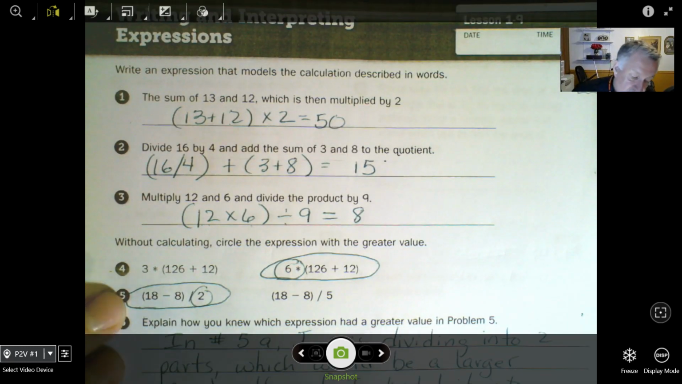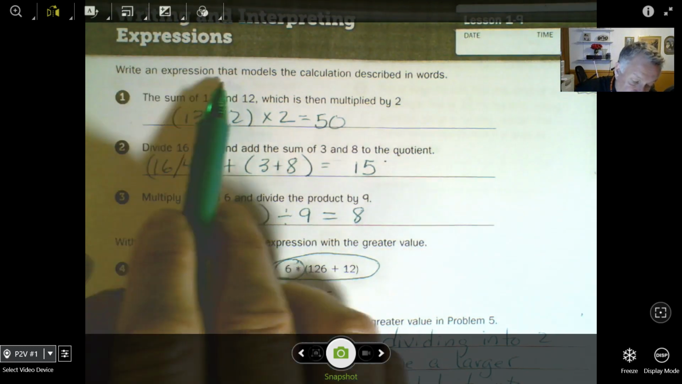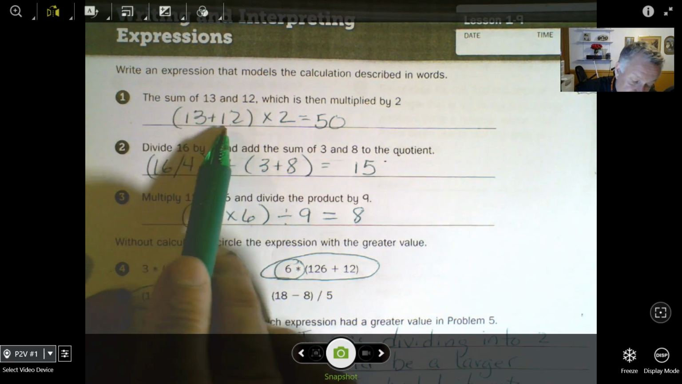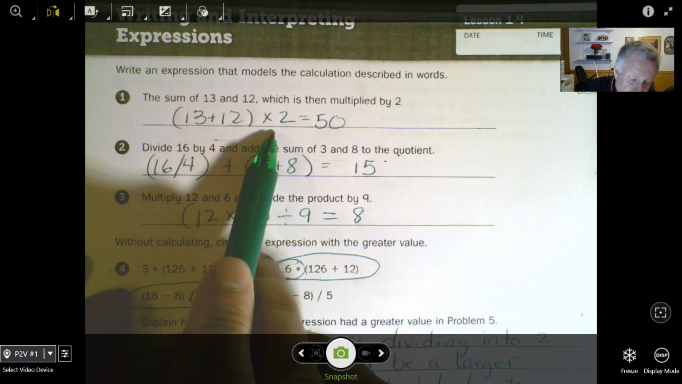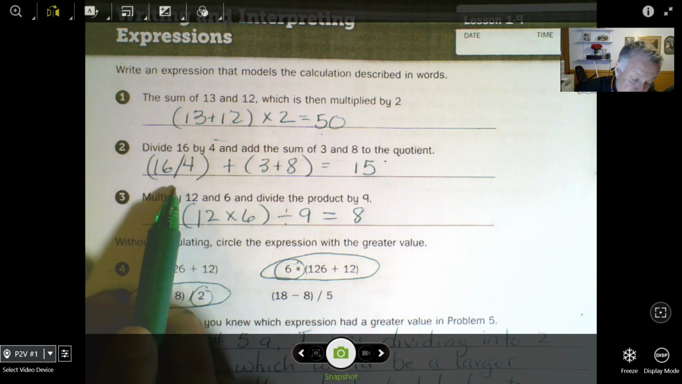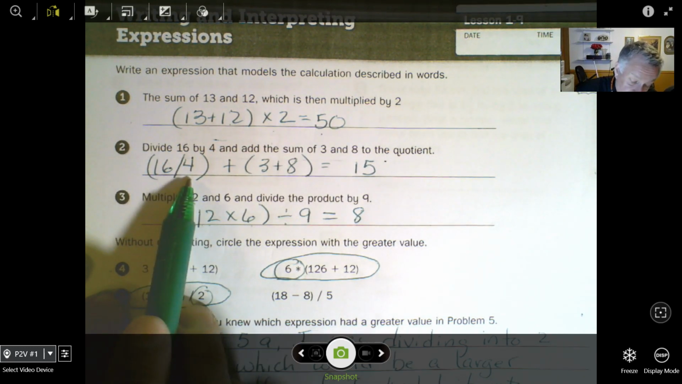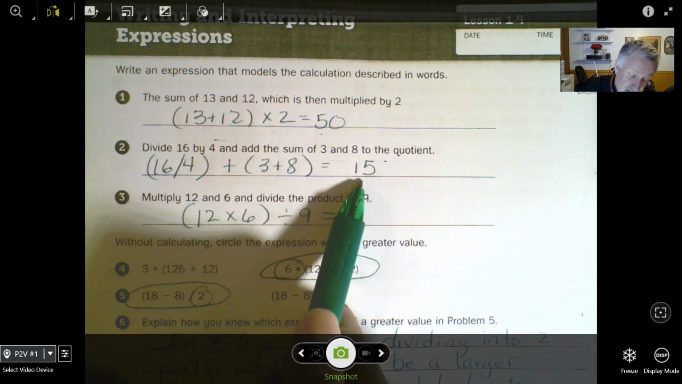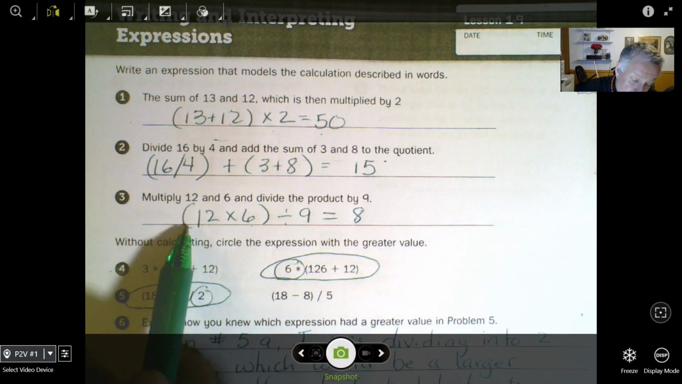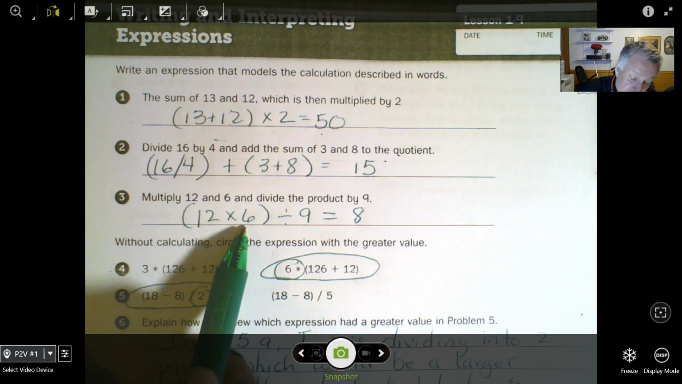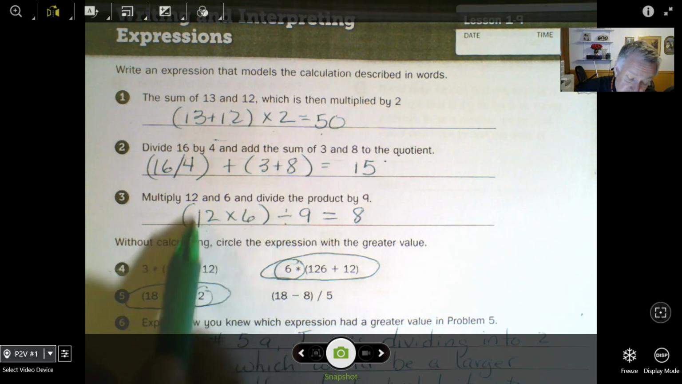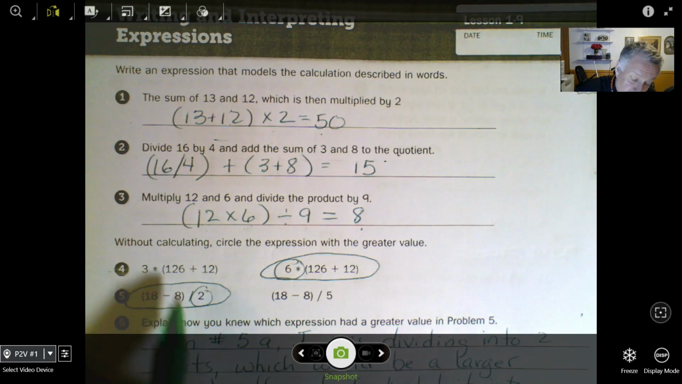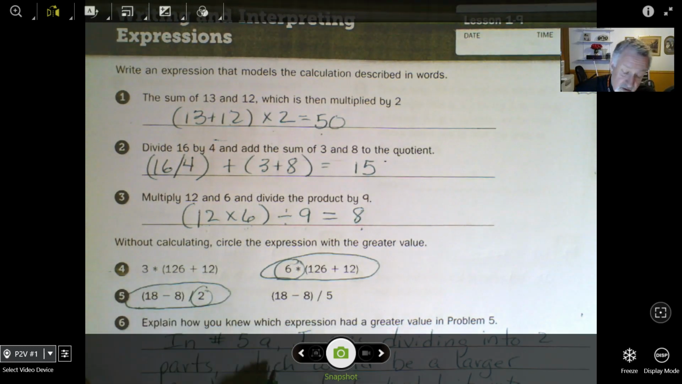Page 26. Number 1. Write an expression that models the calculation described in words. The sum of 13 plus 12, then multiplied by 2, equals 50. Number 2, divide 16 by 4 and add the sum of 3 plus 8, equals 15. Number 3, multiply 12 times 6 and divide the product, so that's going to give you 72, and 72 divided by 9 equals 8.